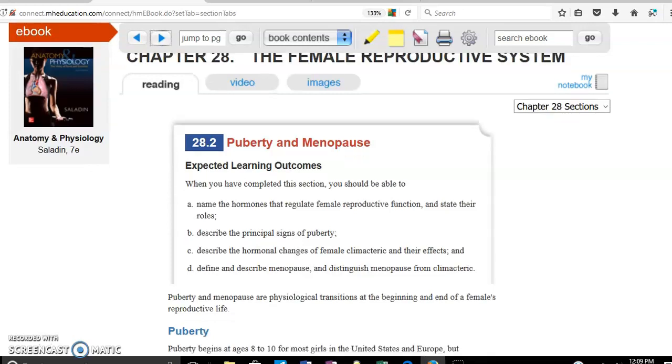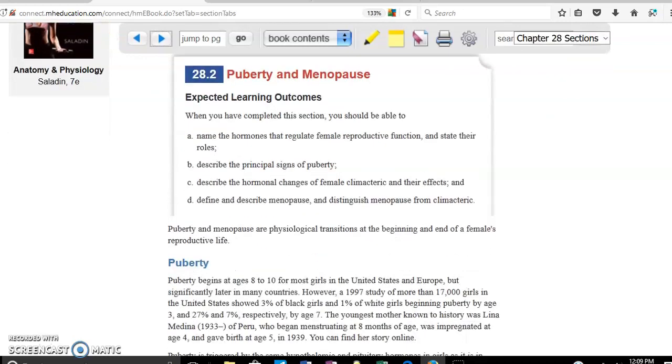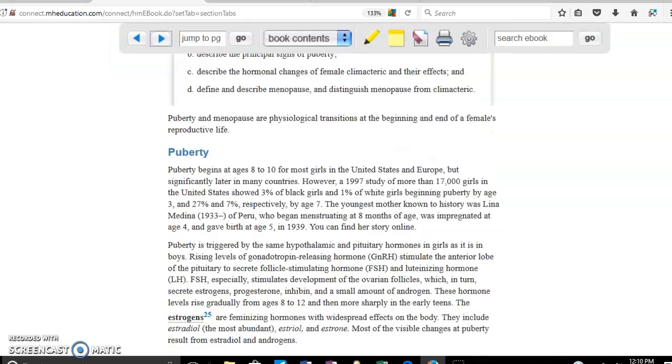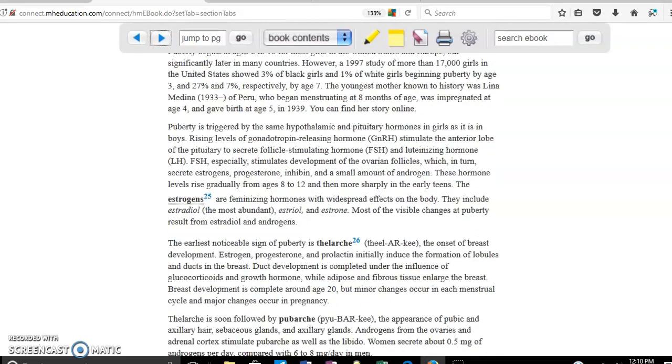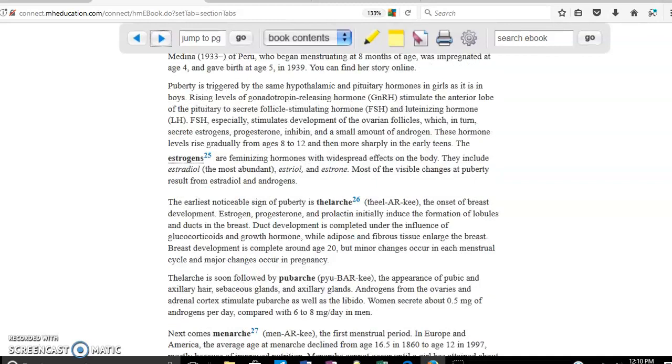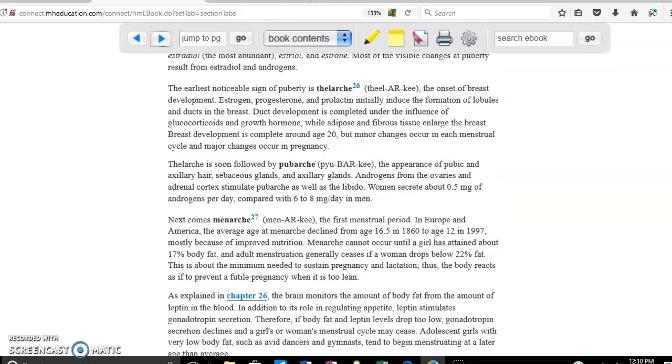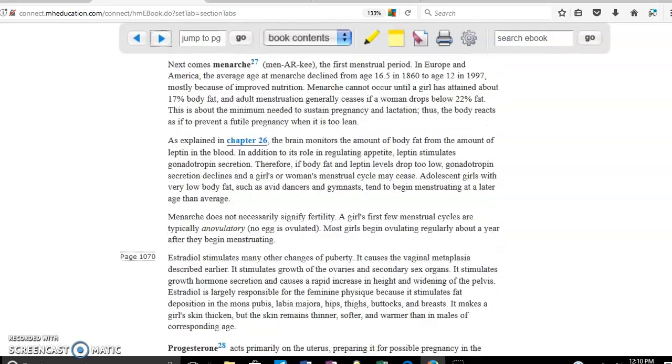The next topic is puberty and menopause, and these are the changes that happen in the female reproductive system due to the presence or absence of hormones. In the case of puberty is when there is a peak in hormones, in particular estrogen and progesterone. First changes are going to be thelarche, which is enlargement of the breast, pubarche, which is the appearance of pubic hair, and then the last one is going to be menarche, which is the first menstrual period.